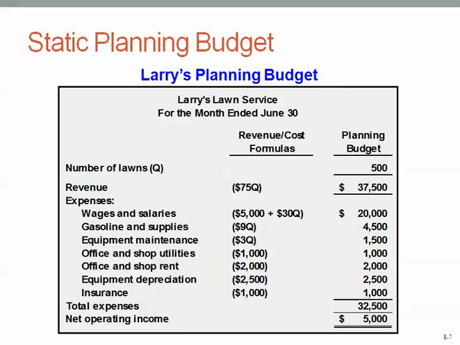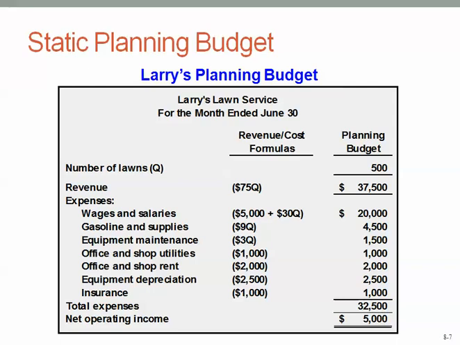In earlier chapters, we took a look at our static or planning budget, and let's look at one for Larry's Lawn Service. Our static or planning budget was based on an original expected activity level, in this case 500 lawns, and we had some revenue and we had cost functions. In this case, we would expect to earn $75 a lawn. 75 times 500 gave us the 37,500. Wages, salaries, we've got a fixed component of 5,000 and a variable component of 30,000, so 5,000 plus 30 times 500 lawns. But in any event, we put together our static or planning budget.